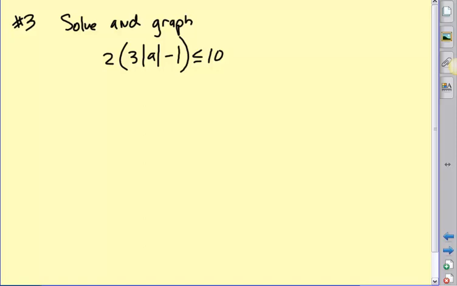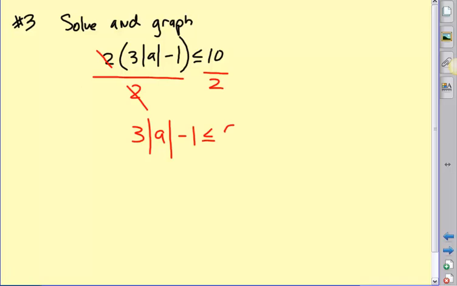Now remember, this says solve and graph. All I have to do is isolate the absolute value. So what should I do first? Okay, well, go ahead and divide by 2. I'm going to divide this entire side by 2 and this entire side by 2. These cancel, and I'm left with 3 times the absolute value of A minus 1 is less than or equal to 5.